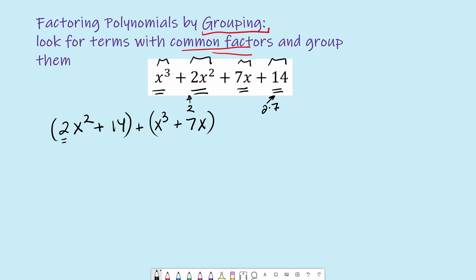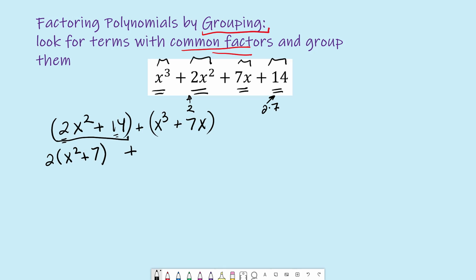We have the factor 2, and again we said we can remove 2 out of the 14. So using the distributive property, and if you do not remember the distributive property, please check out the video because it's really important for all the factoring problems. So we have from this first group here, 2x squared plus 14, we get 2 times x squared plus 2 times 7, and we put the 2 outside the parentheses.